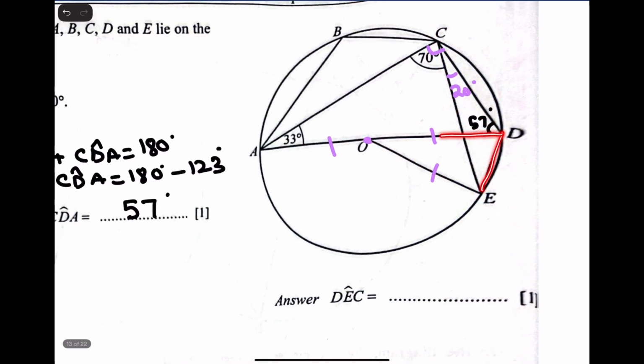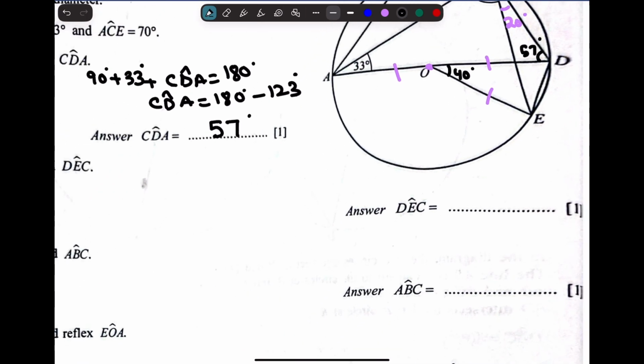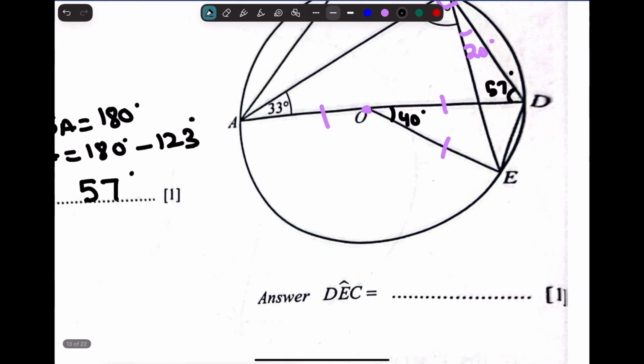DA is making an angle at the center and then another angle at the circumference. So the angle at the center is twice the angle at the circumference. So this is going to be double of 20, which means it is going to be 40. Okay. So what else do we know?